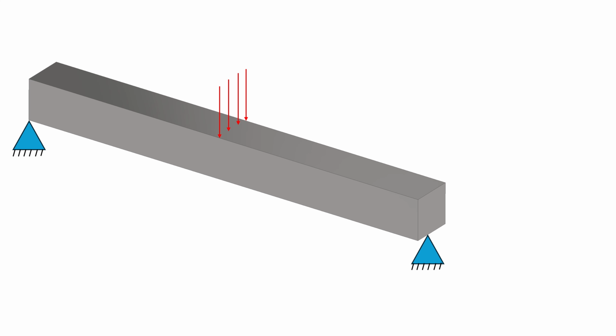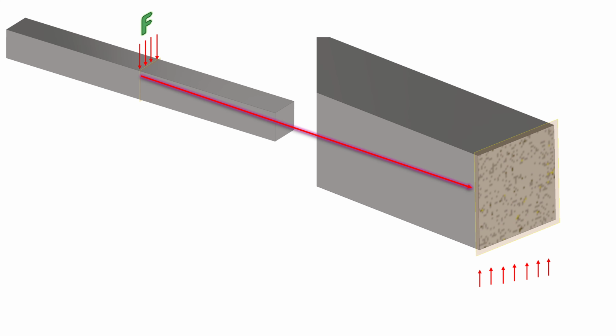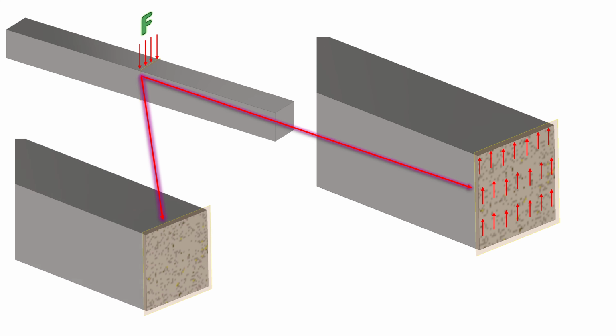When some external load F acts on a beam, the shear force and bending moments are set up at all sections of the beam. If we consider a cross-section of a beam, the shear force acts parallel to the section, and the force due to bending acts perpendicular to the section.